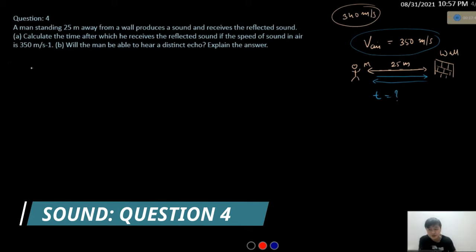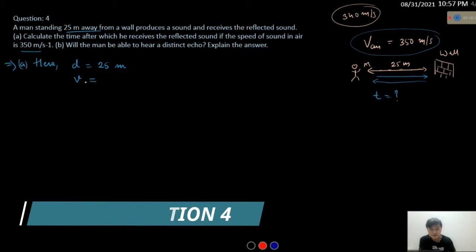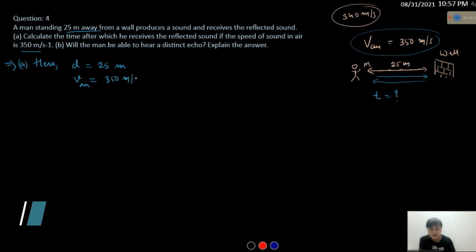Okay. So first we write down the given. A man is standing 25 meter away, so the distance is given as 25 meter. Calculate the time after which he receives the reflected sound. And the other given is the velocity of the sound. The velocity of the sound in air is given as 350 meter per second. Then we write that we have to find the time.